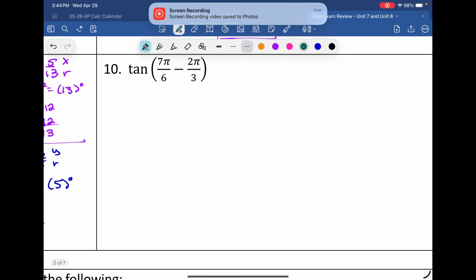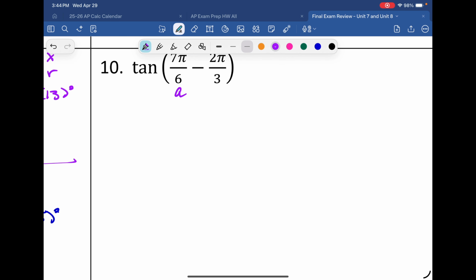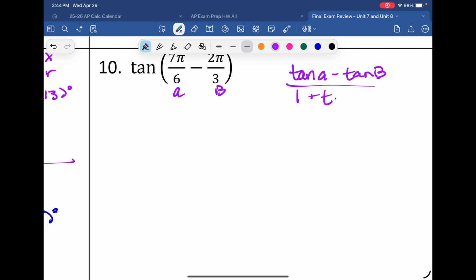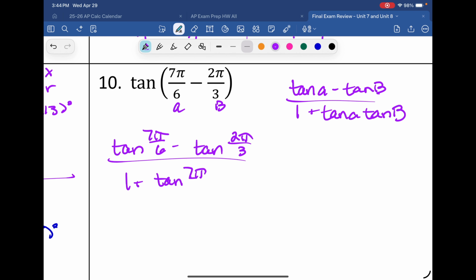Okay, tangent of 7 pi over 6 minus 2 pi over 3. It's alpha and beta. This has a formula: tan alpha minus tan beta over 1 plus tan alpha tan beta. So I want the tangent of 7 pi over 6 minus the tangent of 2 pi over 3, over 1 plus the tangent of 7 pi over 6 times the tangent of 2 pi over 3.